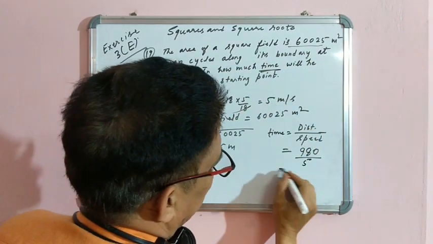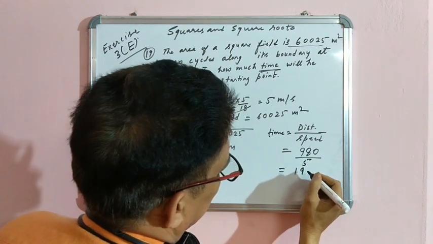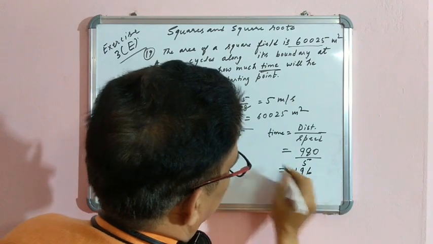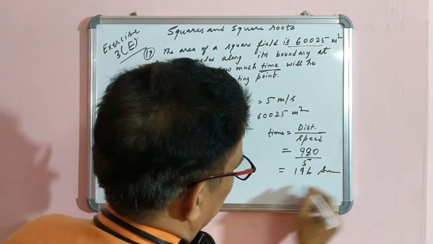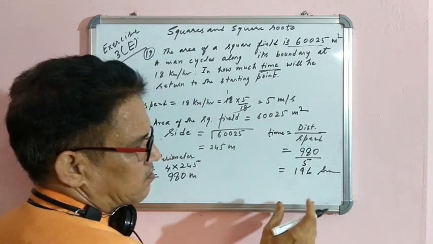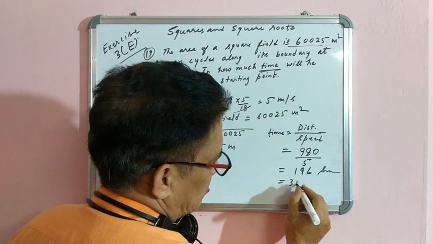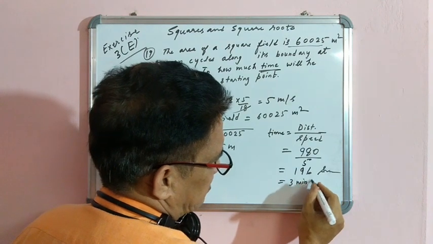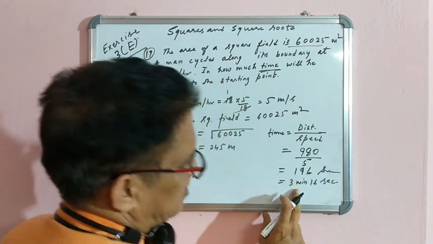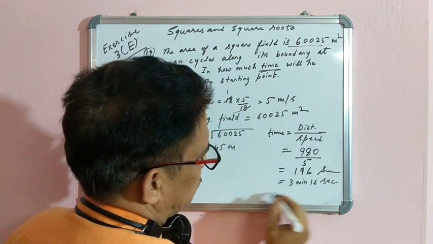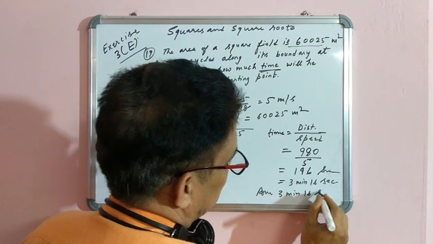So we get 196, because the speed is in meter per second, so time we are getting in seconds. If you divide this, 60 seconds is equal to 1 minute, so this is equal to 3 minutes and 16 seconds, because in 180 seconds 3 minutes are there and 16 seconds. So this is the answer, 3 minutes 16 seconds.